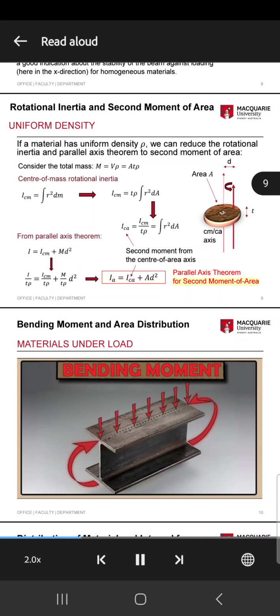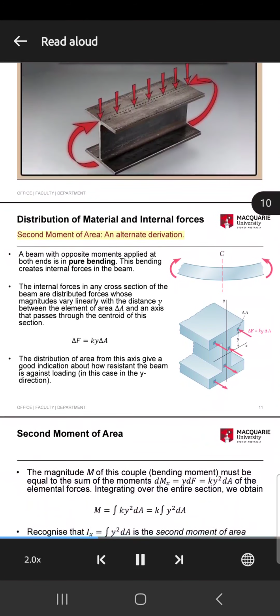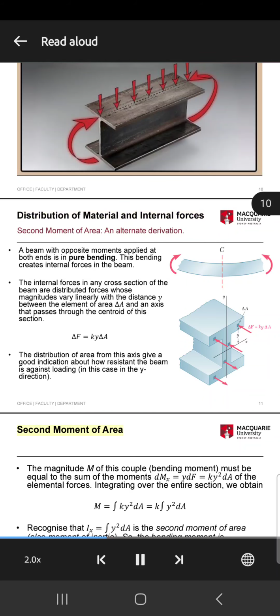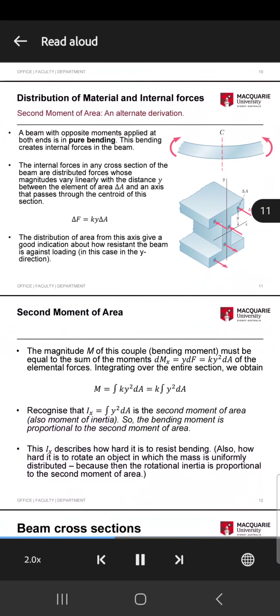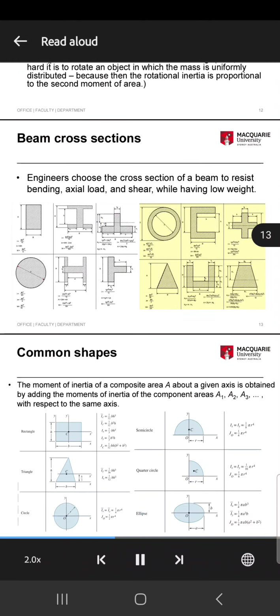Rectangle. Parallel axis theorem for second moment of area. CA axis. Bending moment and area distribution. Bending moments explained intuitively, zero mathematics video. Second moment of area, an alternate derivation. Distribution of material and internal forces. Second moment of area, beam cross sections.